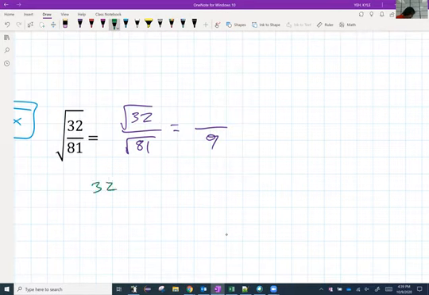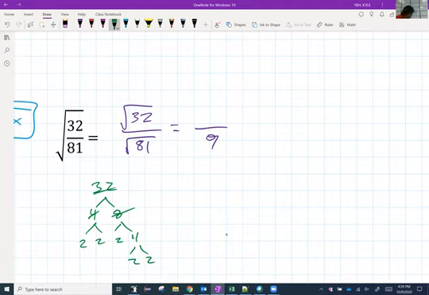I'm going to take 32 and break it down. 4 times 8, 2 times 2, 2 times 4, 2 times 2. So again, break it down into its prime factors. And I'm going to say, okay, I have a pair of 2s. I have another pair of 2s. I can pull out 2 2s. So that's 4, 2 times 2.